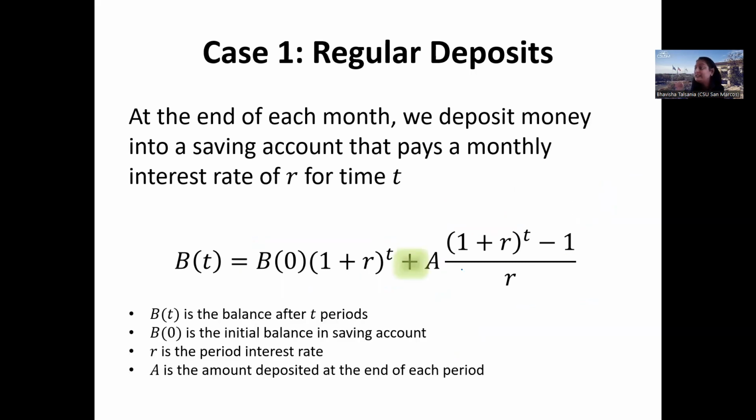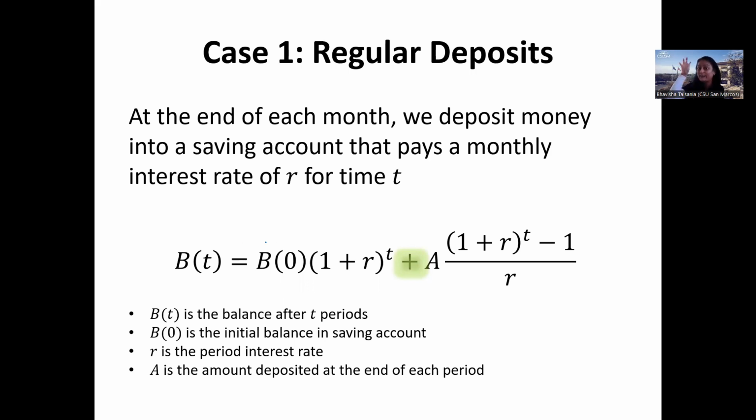We do the addition because we are talking about regular deposits, so we are going to add to our balance. And again, B of T is the balance after T periods. B sub 0 is the initial savings account balance. R is your interest rate, and A is the amount deposited at the end of every month.